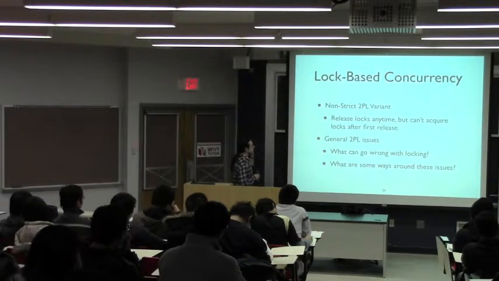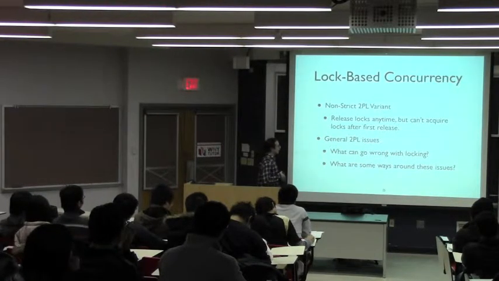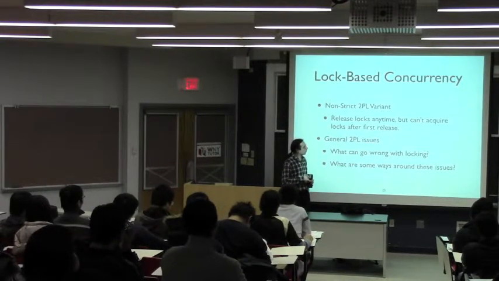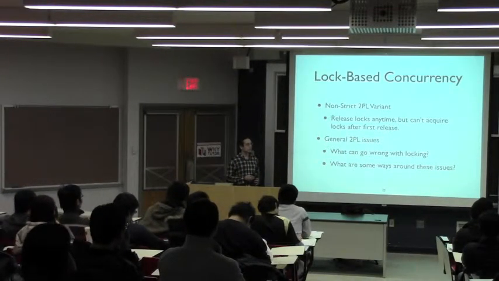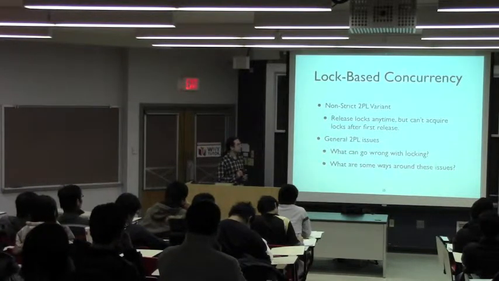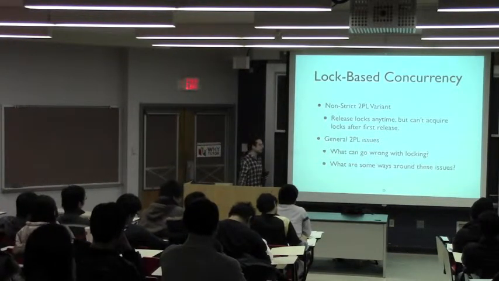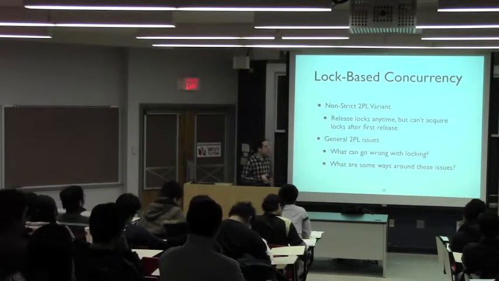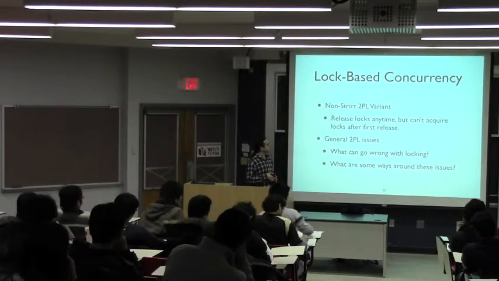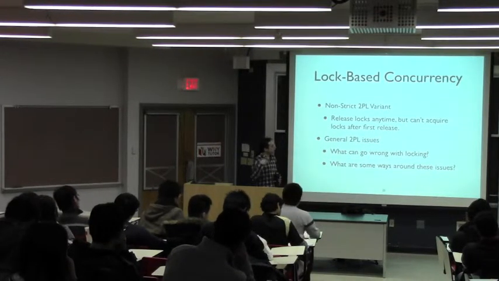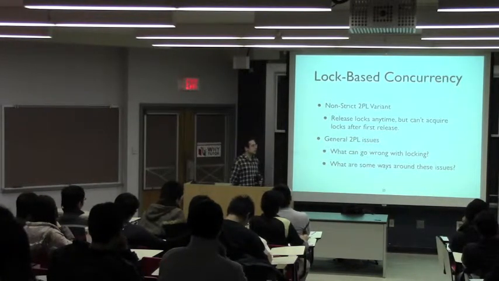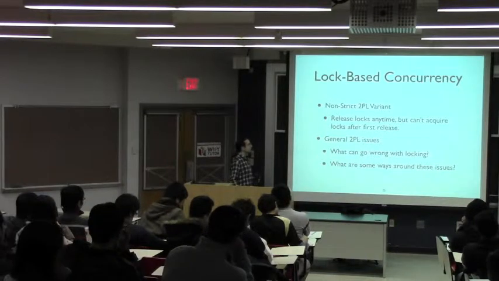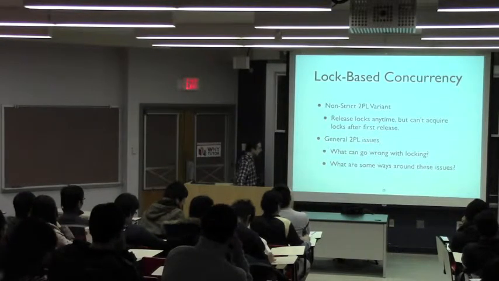There is a simpler variant where you're allowed to release certain kinds of locks at any point, but once you start releasing the locks, you can't acquire any more locks. Loosely speaking, this is because once you start releasing locks, you can't perform any further modifications. So if you're essentially guaranteed to commit after that point, then you're pretty much safe.